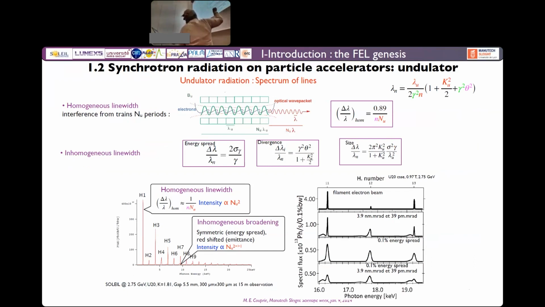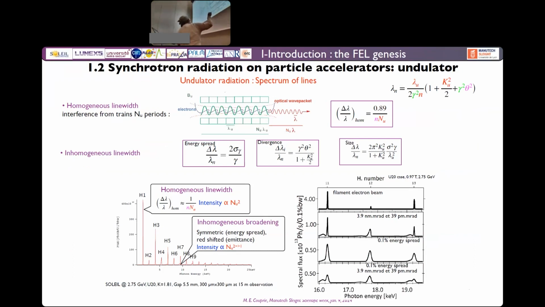Then I introduce some emittance, which is size and divergence. And this corresponds, in fact, to off-axis emission because the electrons are not, strictly speaking, on the axis of the undulator. So I told you that off-axis electrons lead to a redshift. So it's what we see here. We have this satellite peak, which is redshifted.